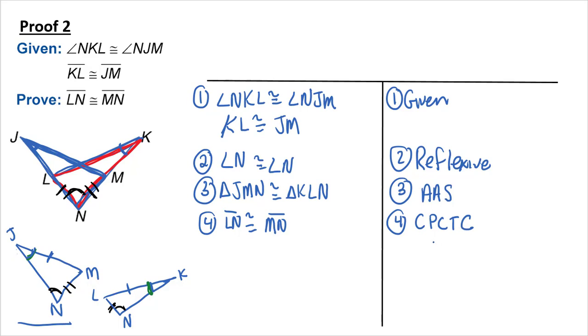Okay, so those are some good geometry proofs and our additional 3 ways to prove triangles congruent: angle, side, angle, angle, angle, side, and hypotenuse leg.